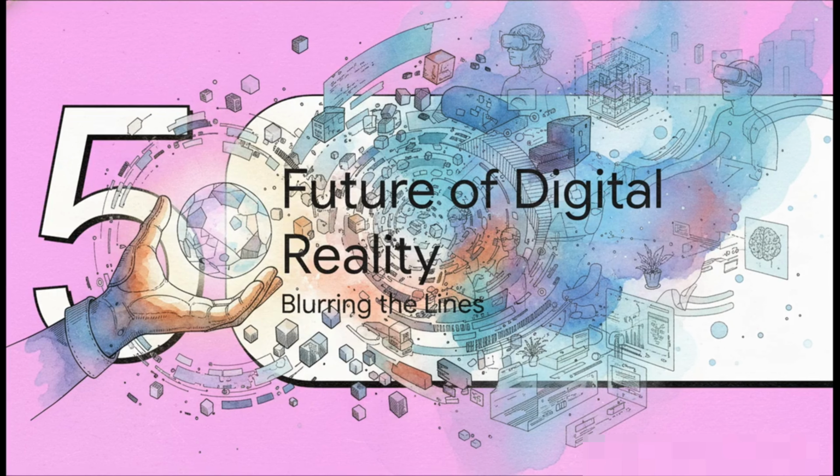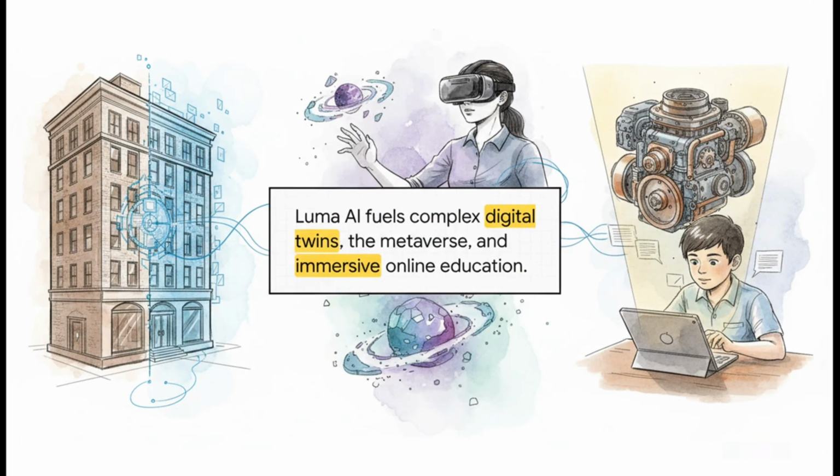Section 5. The future of digital reality. Blurring the lines. Looking down the road, it's clear that tools like Luma are entirely foundational for the next era of digital interaction. By seamlessly creating these digital replicas of physical spaces, Luma acts as a critical bridge. This kind of tech is absolutely going to fuel complex digital twins, which are virtual replicas of real-world systems, as well as expansive metaverse applications and highly immersive online education where students could actually interact with 3D models of historical artifacts or complex machinery.